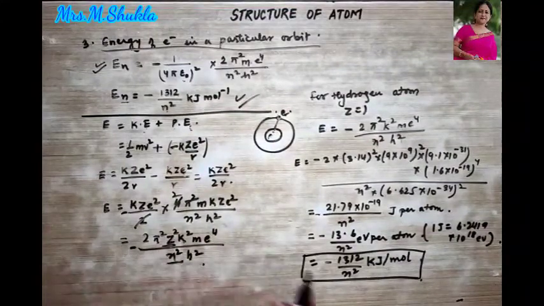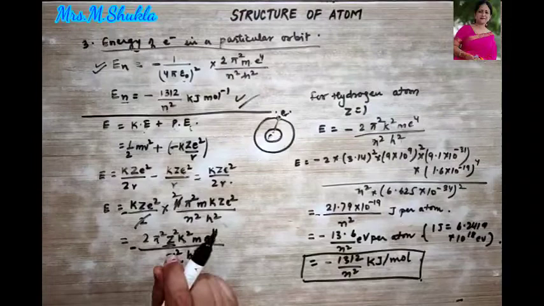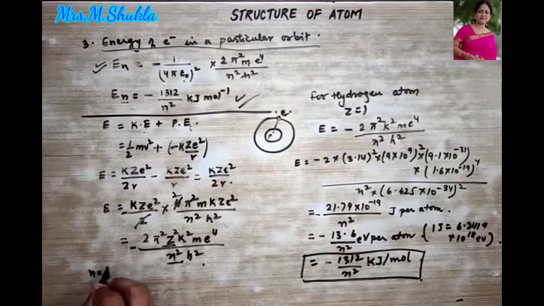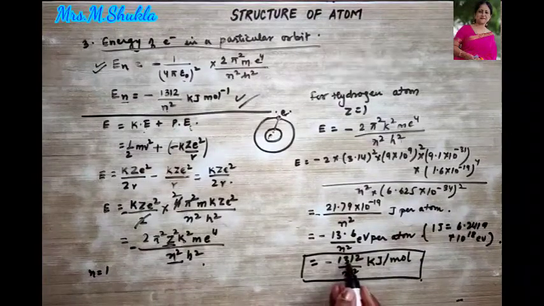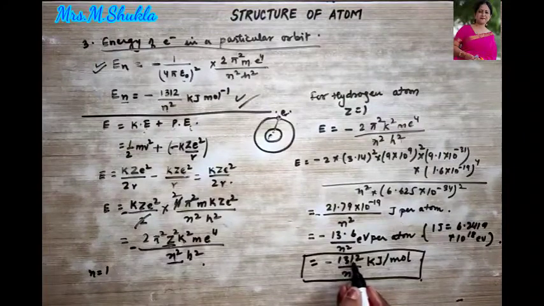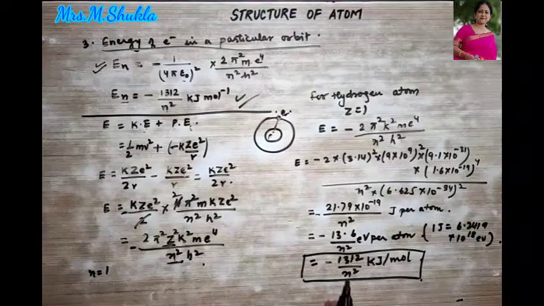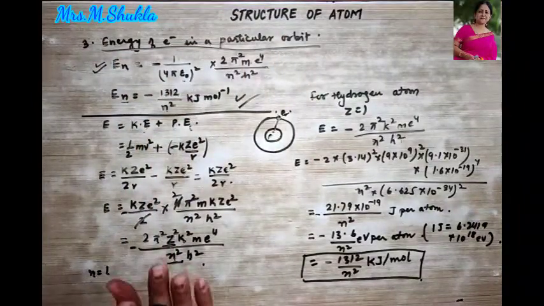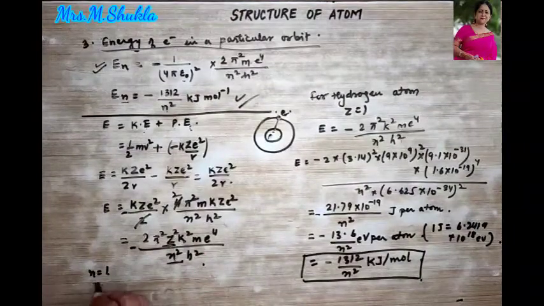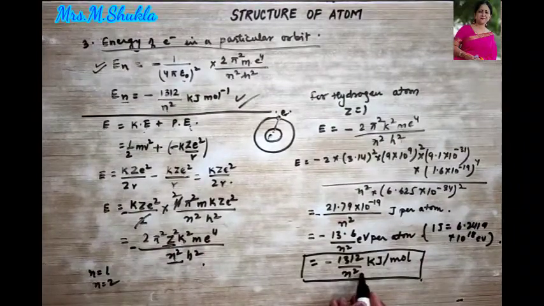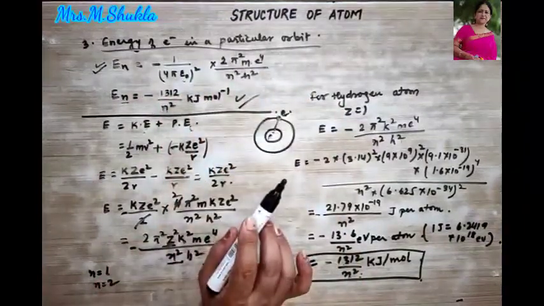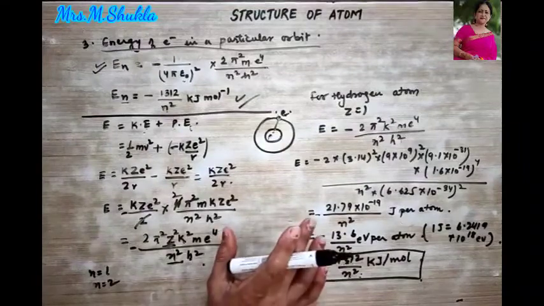Okay, now let us understand one example. Suppose we have to substitute the value of n as 1. So what will be your answer? Minus 1312 kilojoules per mole is the energy of the electron when it is in the first orbit. I hope that is very clear to you. If it goes to the second orbit, then 2 into 2, 4. So 1312 upon 4, that you will calculate. That will be the energy of the electron in that particular orbit.